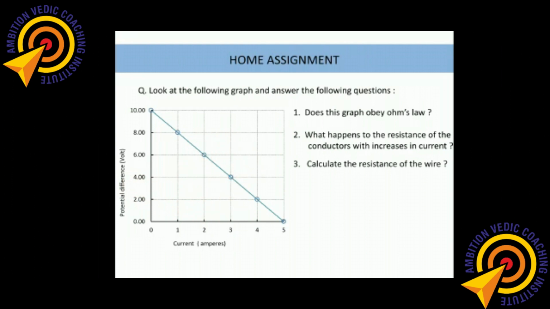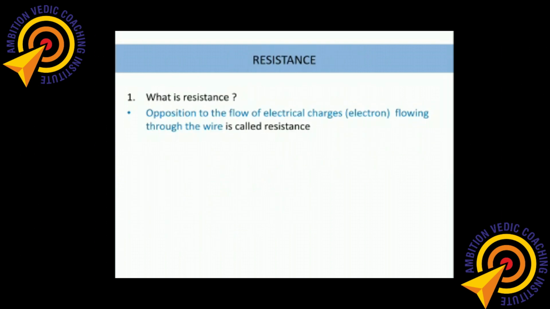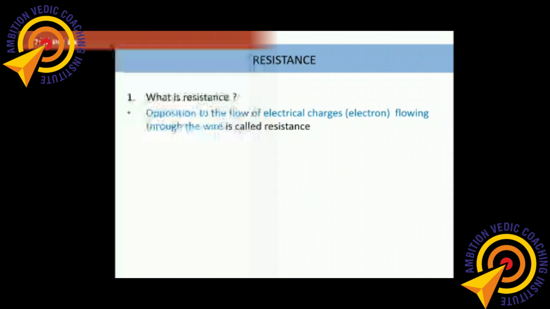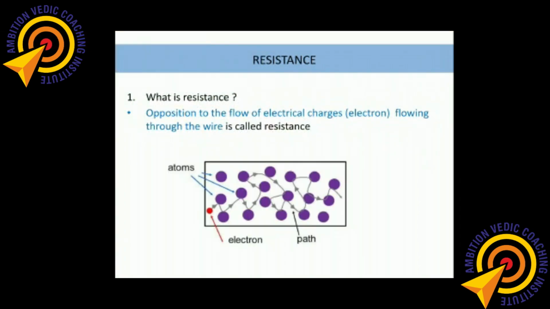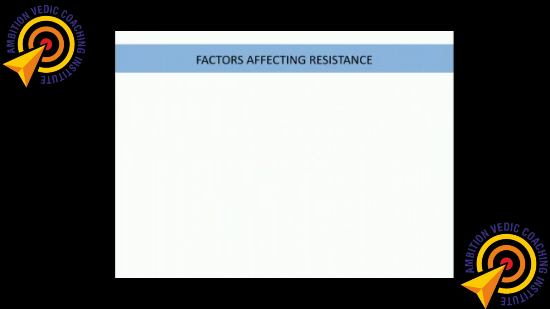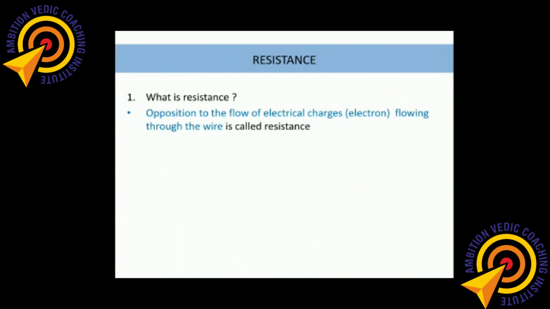Okay, so far we have studied resistance. Most importantly, we have been talking about resistance for so long, but we don't know exactly what the resistance of a conductor is. Fine. So what is resistance? Resistance means nothing but opposition to the flow of electrical charges flowing through the wire.